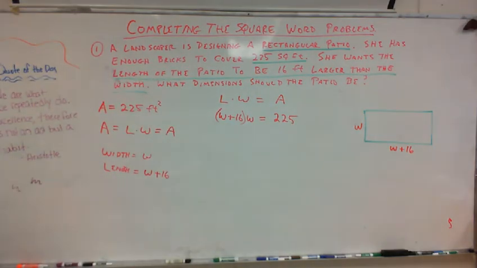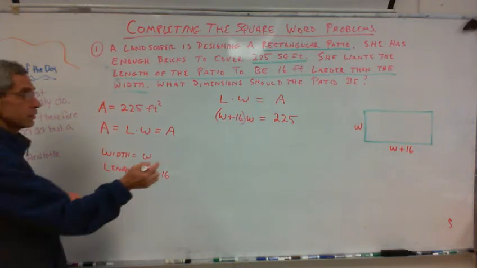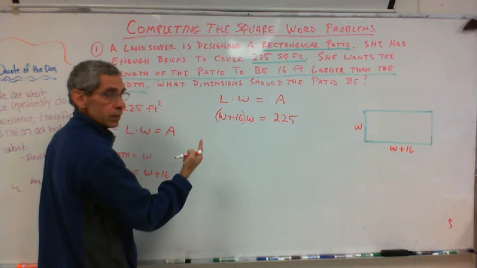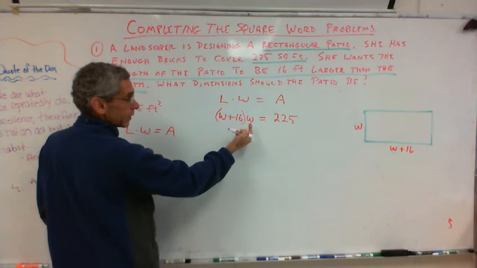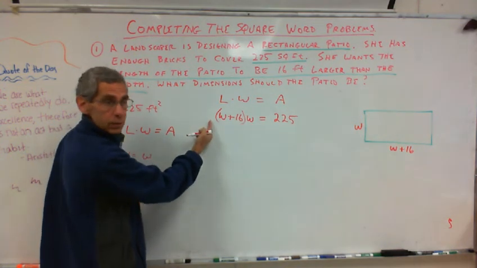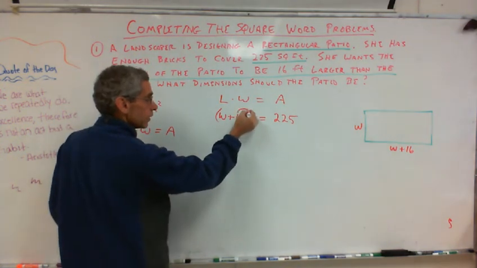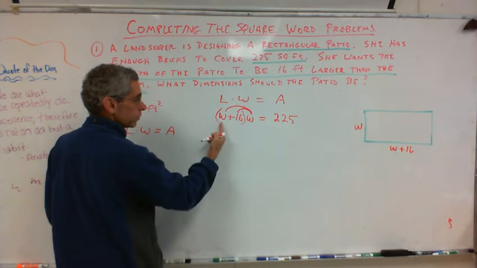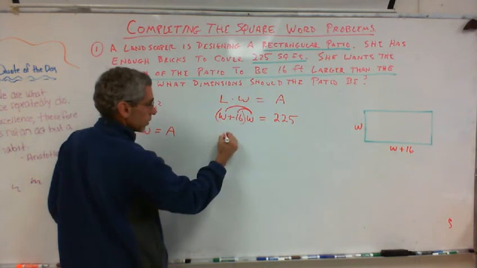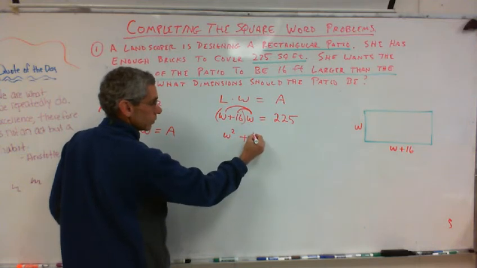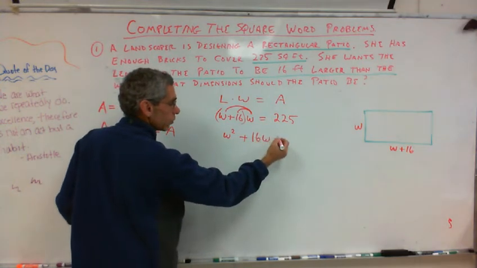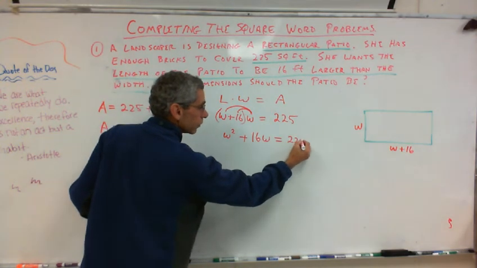Okay, so far it does not look like completing the square, right? Wouldn't you agree with me? The next step is going to make it look like completing the square. Watch this. What am I going to do here? I've got to do my distributive property. Normally I'd have the W here, but it doesn't matter where it is. I still got to do this, right? So what's W times W? W squared. Plus, what's 16 times W? 16W. And then equals 225. It's completing the square.